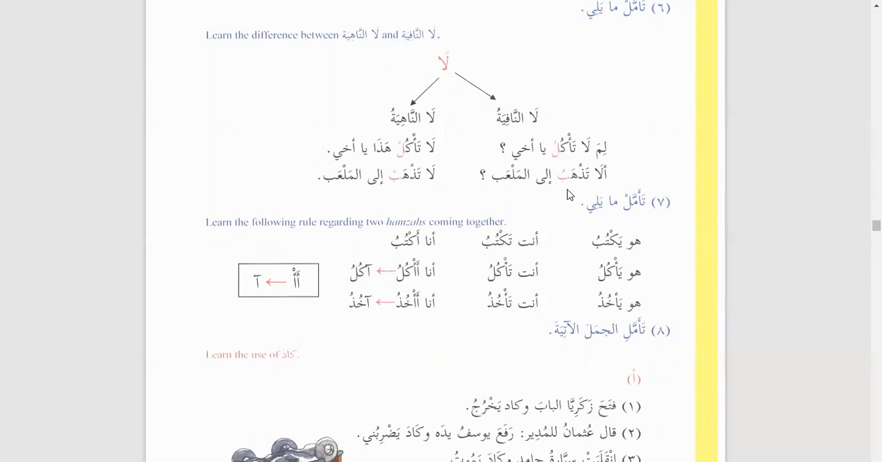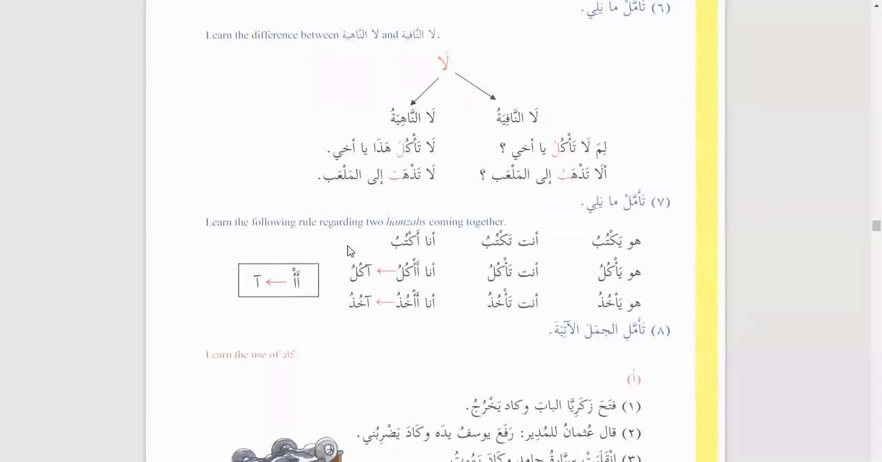Okay, تأمل ما يلي. هو يكتب, he writes. أنت تكتب, you write. أنا أكتب, I write. So it's basically about the use of the signs of the mudari, the present tense: ya, ta, and then we have hamza, and the last one is noon. So there are 4 signs of mudari. One is ya, one is ta, one is hamza, and one is noon. So we write will be translated as huwa yaktubu, anta taktubu, ana aktubu, nahnu naktubu.